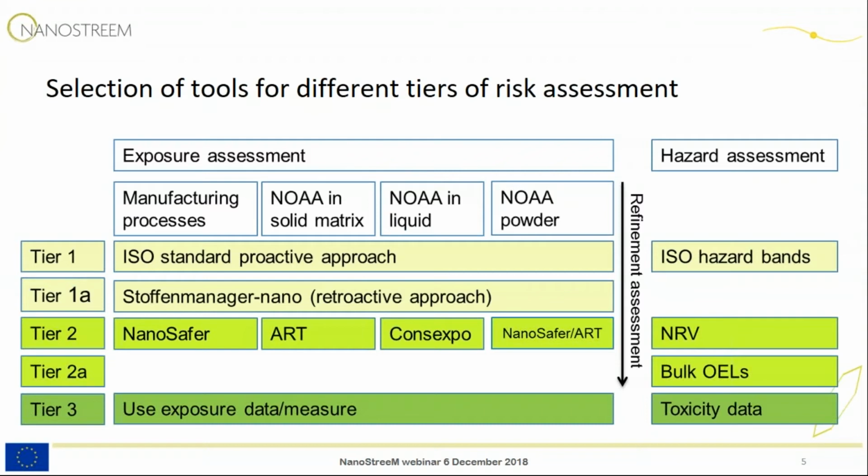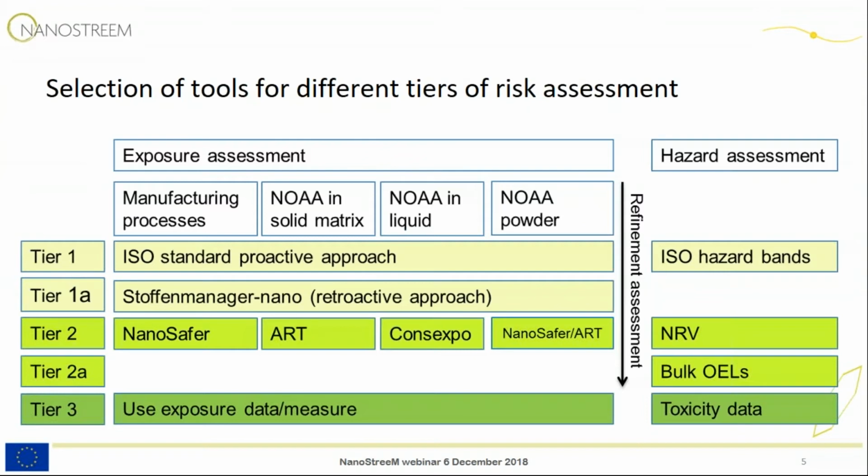On the hazard side, we found out, like most of you probably, that not many nano occupational exposure limits were around. So we proposed there to use the bulk material OEL or the nano reference value, the one that is the lowest of the two, to be on the safe side. And in tier 3, just like in other tiered systems, we go to the measured data and generated toxicity data.